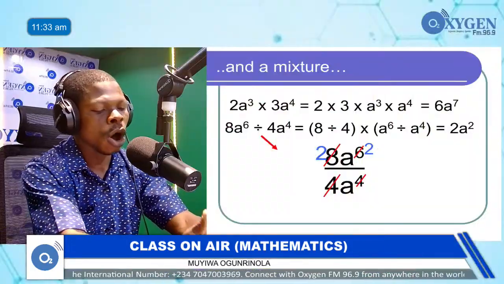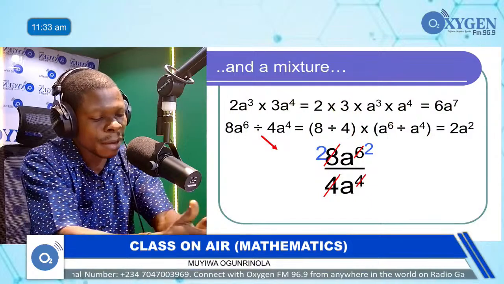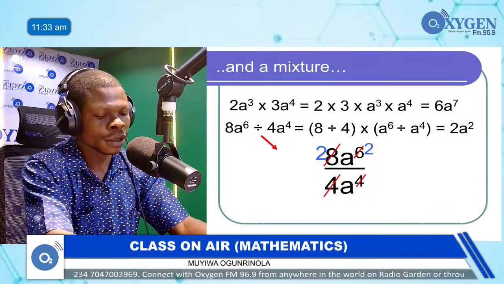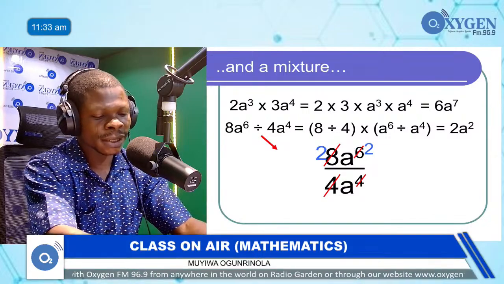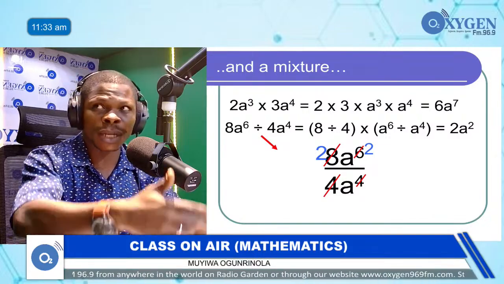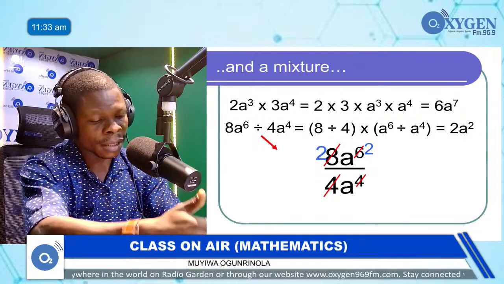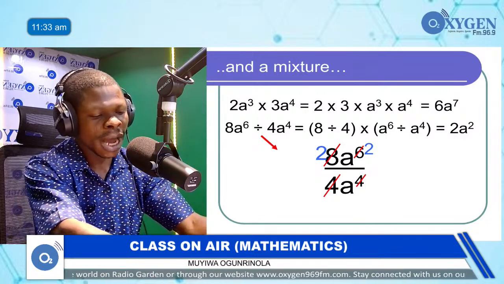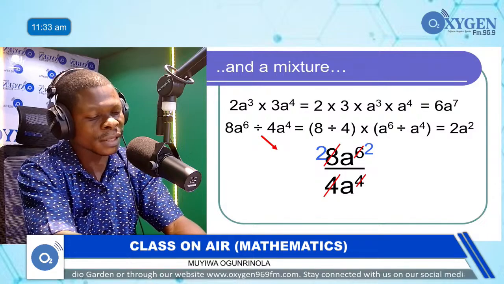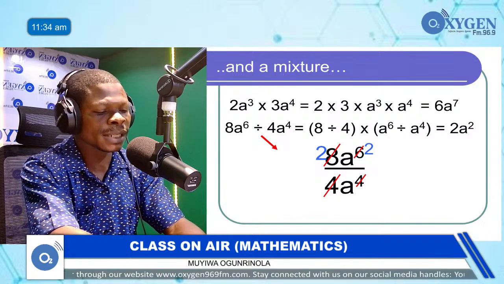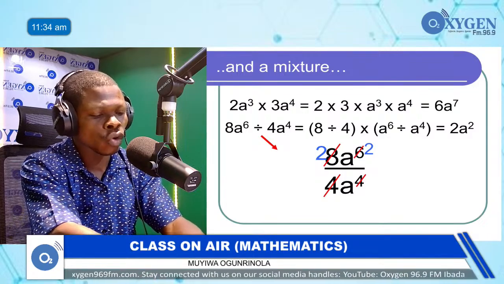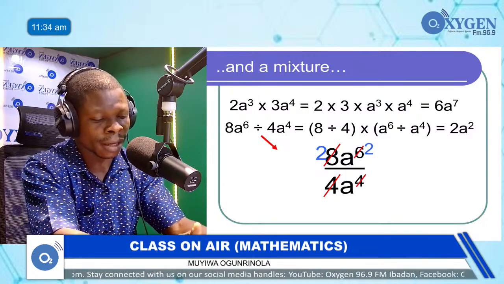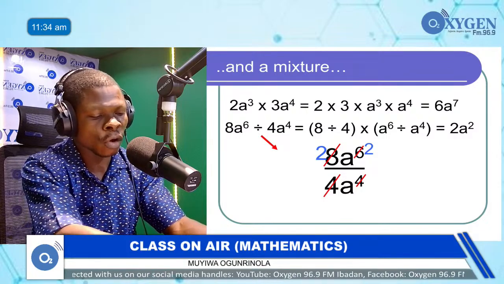In solving this one, you are going to put all the numbers together. You separate the numbers. So it's going to be 2 times 3 times a raised to power 3 times a raised to power 4. Now, you see that 2 and 3 are different numbers. So in that case, you multiply them together. 2 times 3 will give us 6.